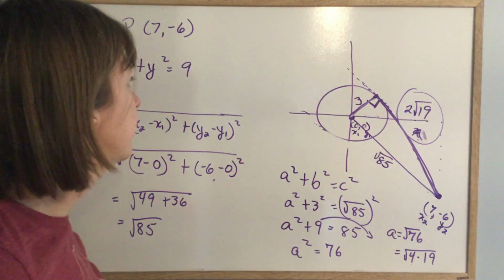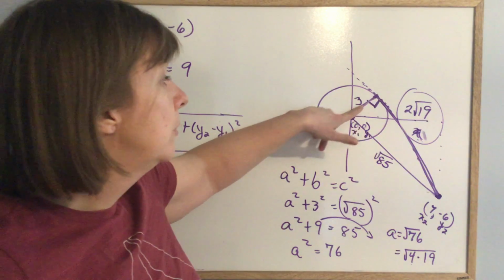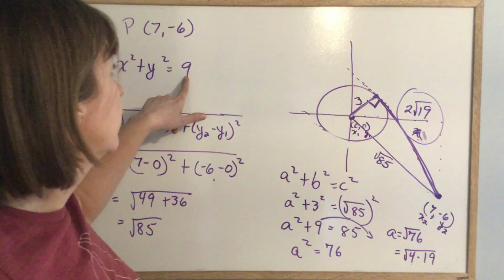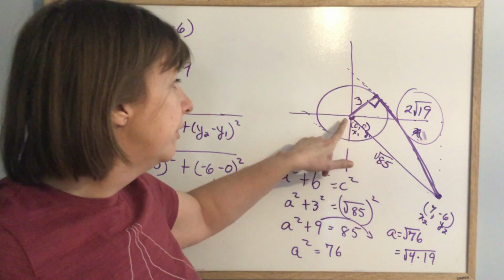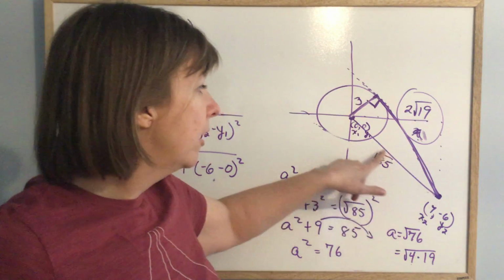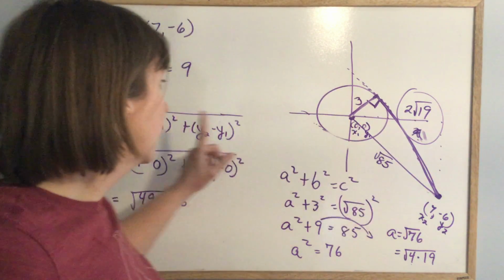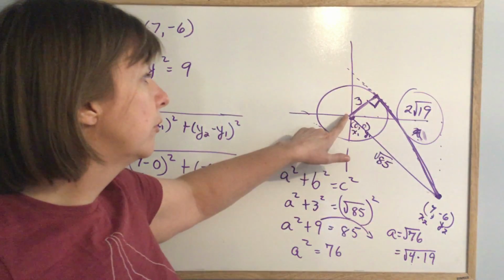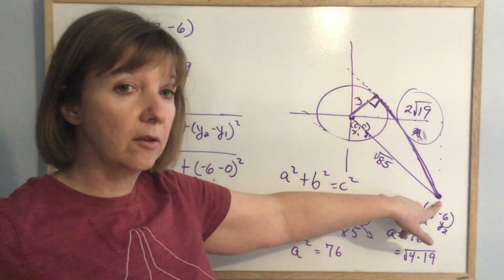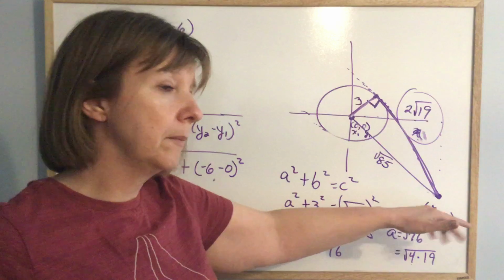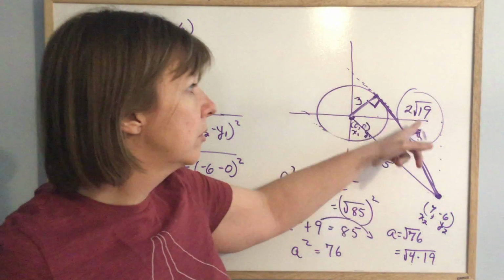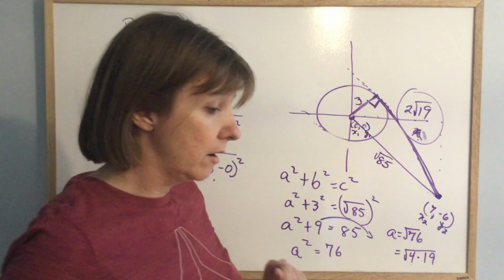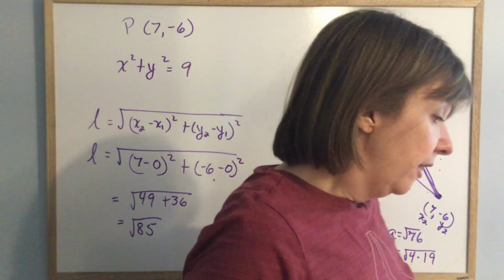Let me recap. This side I know because it's a radius, so it's 3. This side, which is the hypotenuse, I know because I can use my length of a line formula using the center of the circle and this outside point as my beginning and my end. Once I know this side and this side, I can use the Pythagorean theorem to figure out the third side. All right? That's it.